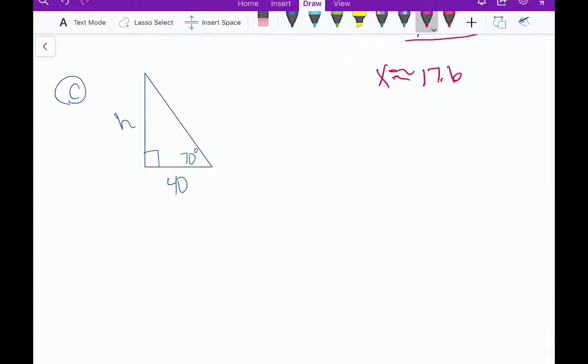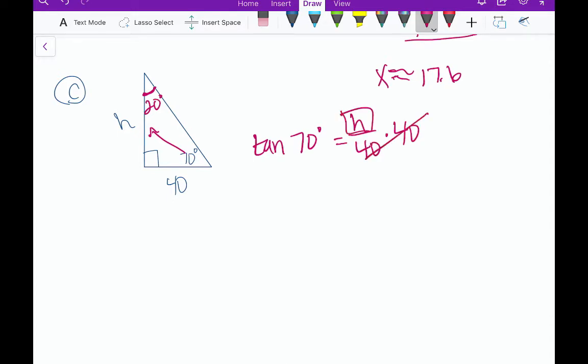Our last example here, we're going to find the height of this triangle. So we're going to use the tangent of the angle 70 degrees. Now I want to remind you, you can find the measure of this other angle. That would be 20 degrees, just in case you needed to use that instead of the 70. The tangent is going to be equal to the opposite over the adjacent. So I want to solve for h.